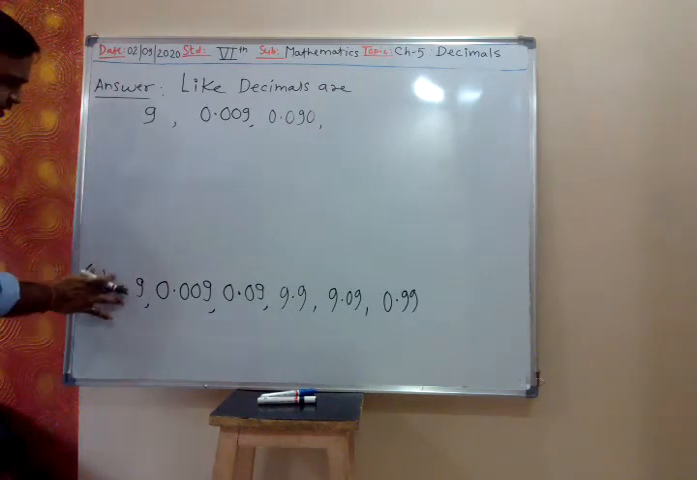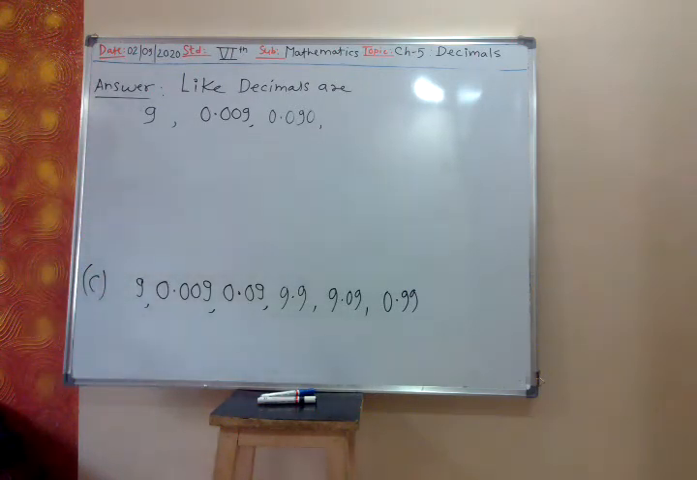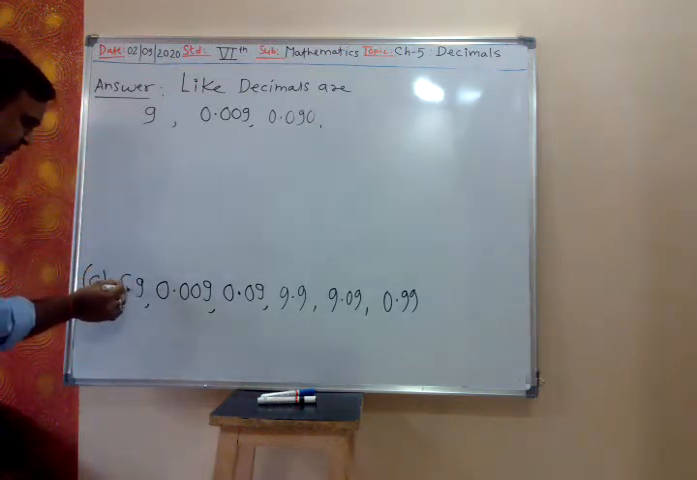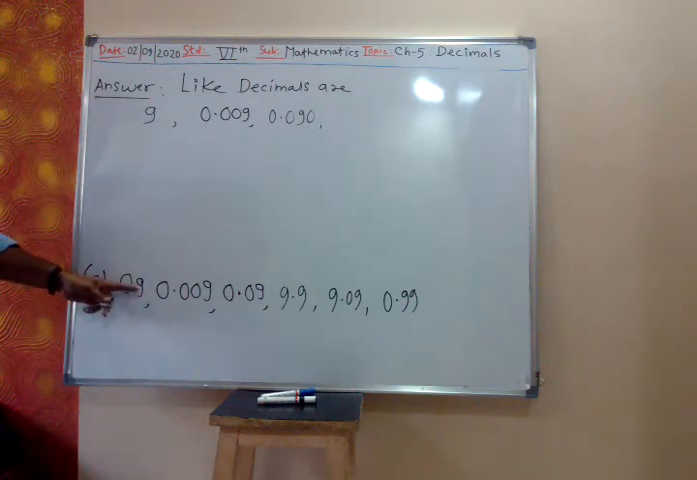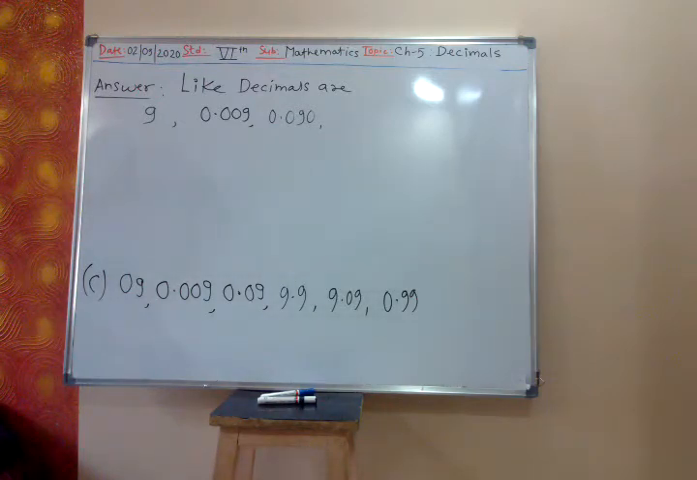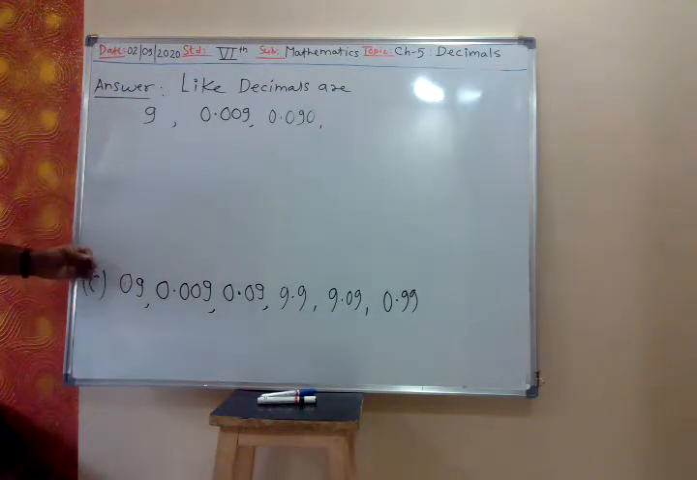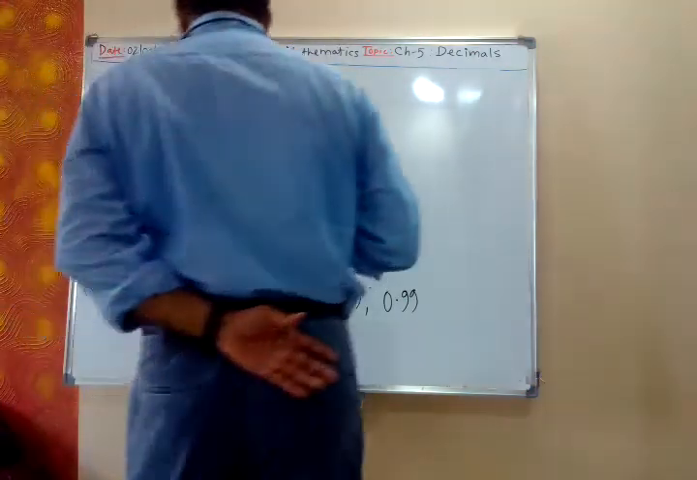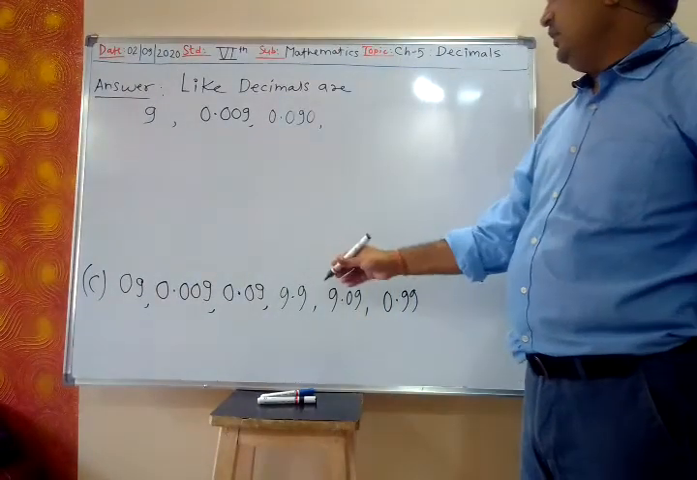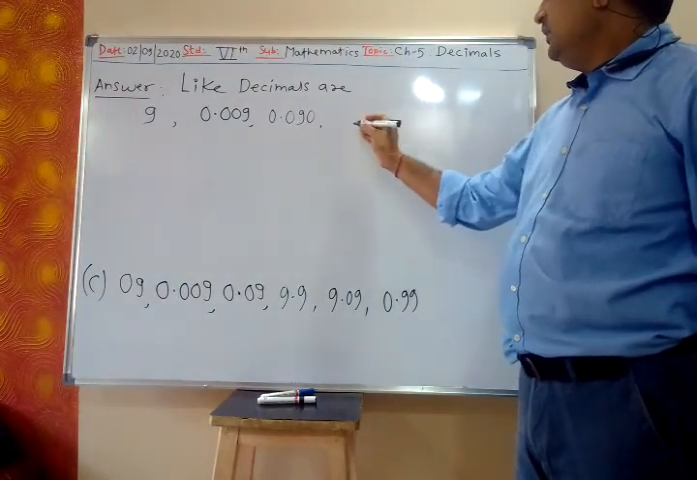Let us keep 9 only. Just now I checked: in the answers at the back it is given 09. 09 is same as 9. In the textbook, I have checked on the online PDF also. It is 09, not 0.9. So let us take 09 only. 09 is same as 9. So 09 we write 9.